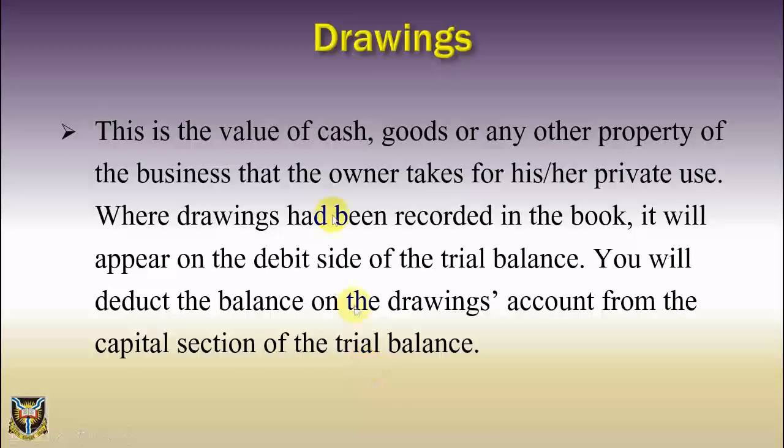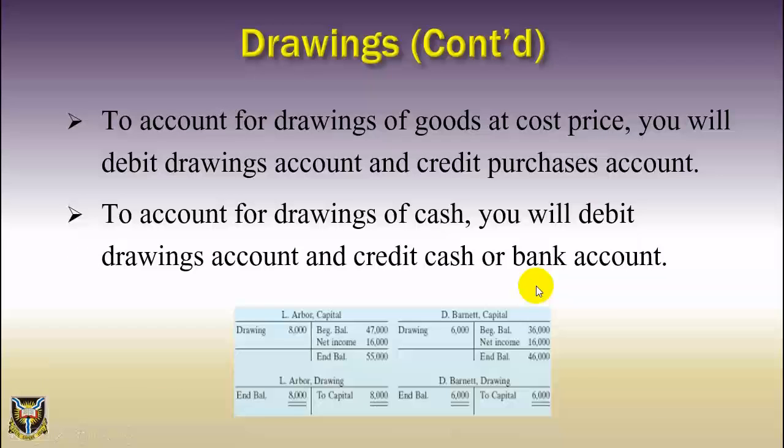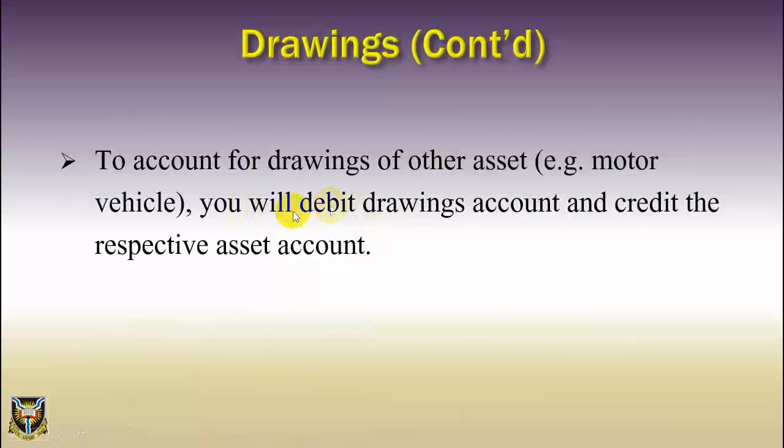To account for drawings of goods at cost price, you will debit drawings account and credit purchases account. To account for drawings of cash, you will debit drawings account and credit cash or bank account. To account for drawings of other assets, e.g. motor vehicle, you will debit drawings account and credit the respective asset account.